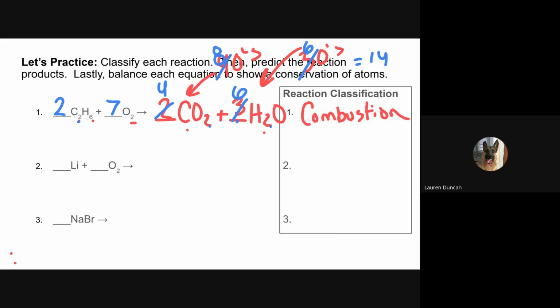So be careful with the combustion. They're tricky because oxygen is in both of the products, in the carbon dioxide and the water. You're going to have to play with it in order to balance the whole thing out.